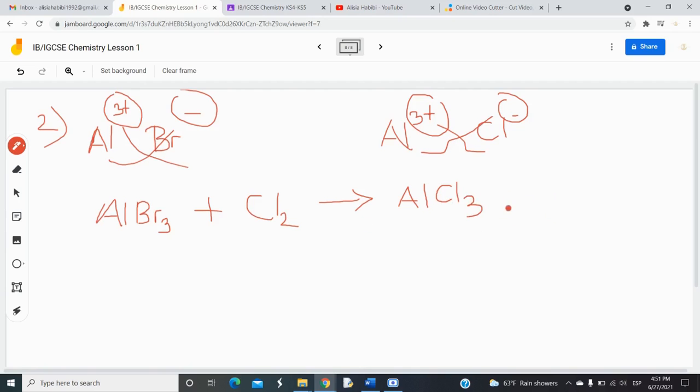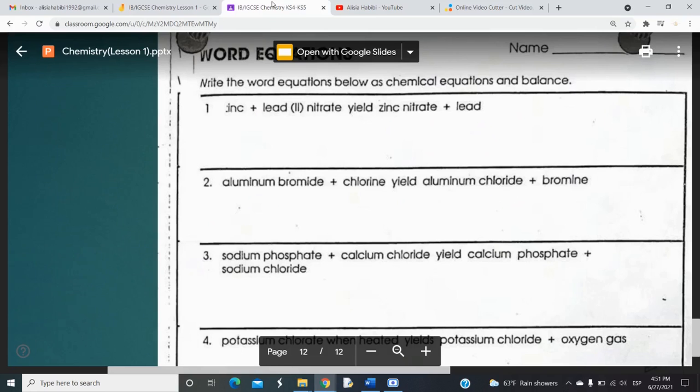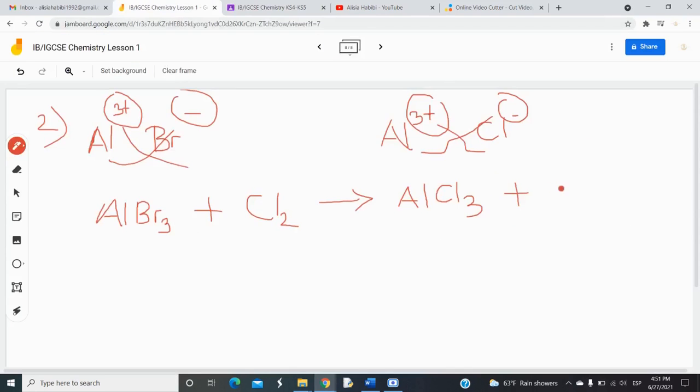And they said it produces bromine or bromide. Let's see. Bromine. So bromine also, since it's a gas, we write it as Br2, just like chlorine. Now we need to balance these equations.